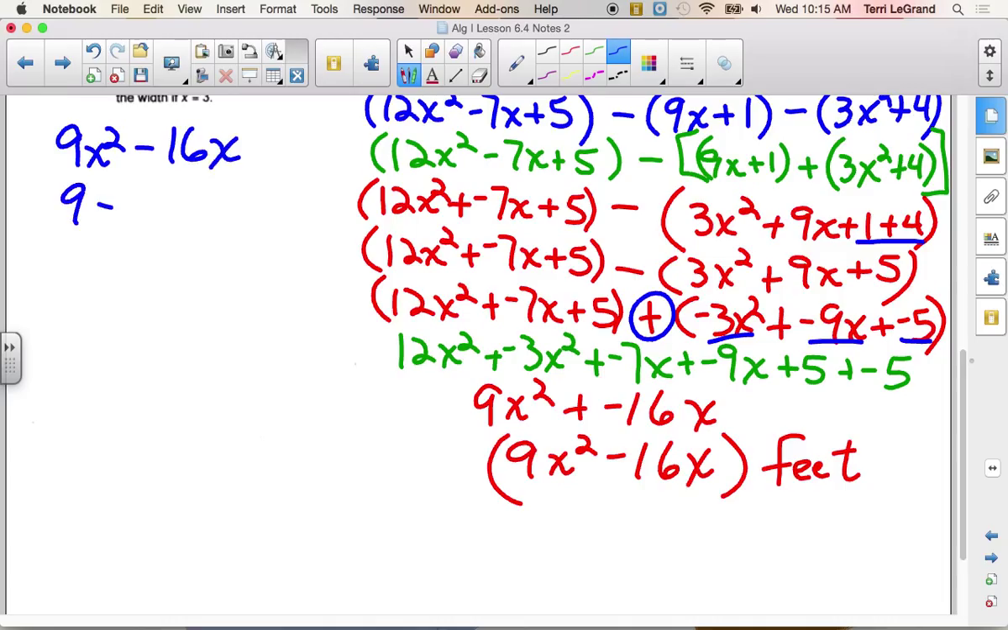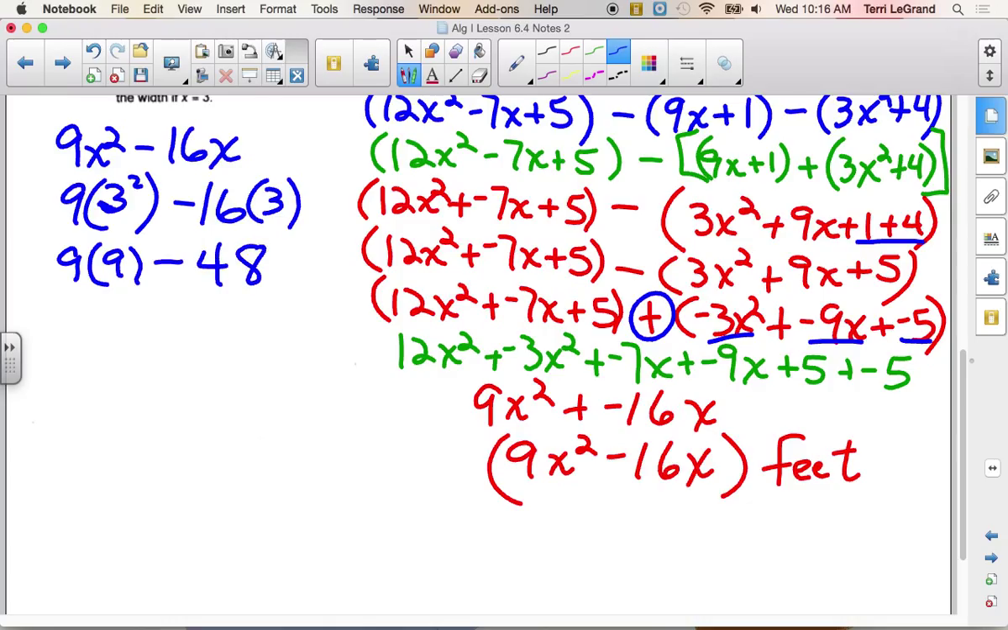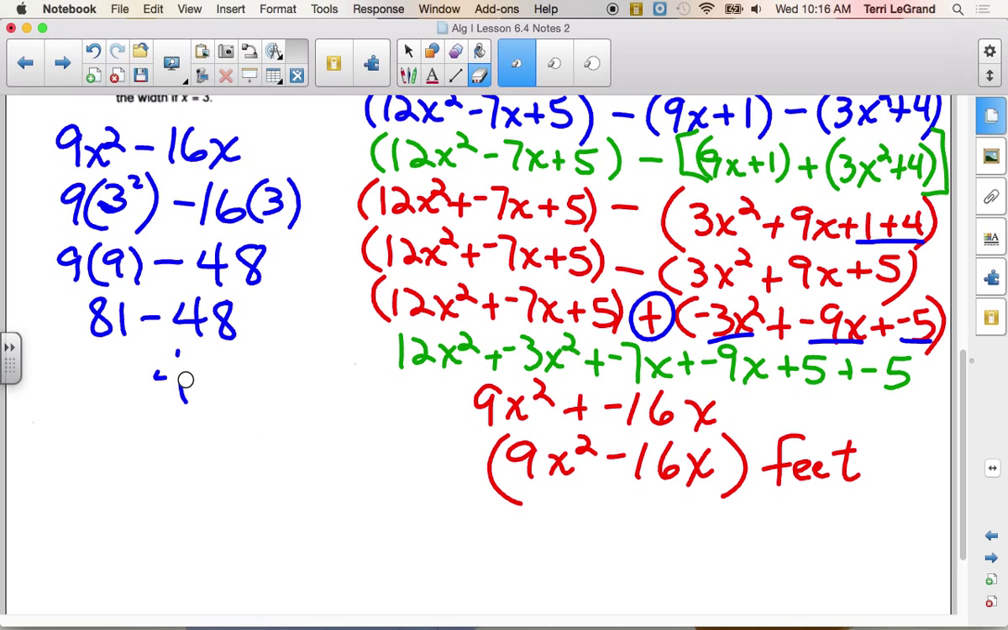Okay, so now that we think we decided we can agree, I'm not sure, but 9x squared minus 16x, we put 3 in for x. And actually, since that is not a negative number, I can just put it in like that. And then I would do 9 times 9, and that's 81. And I believe that should be not 43, but 33, right?